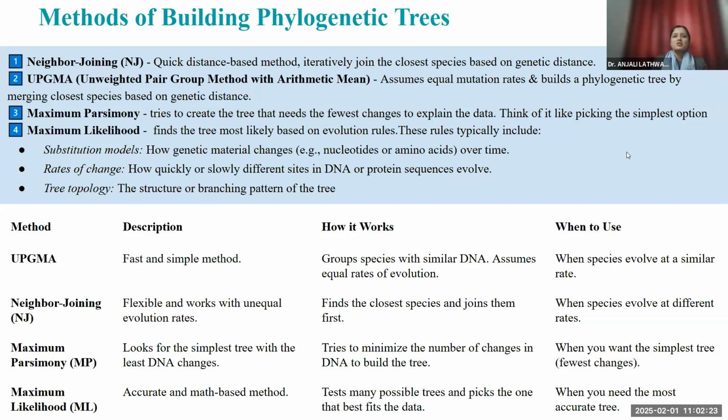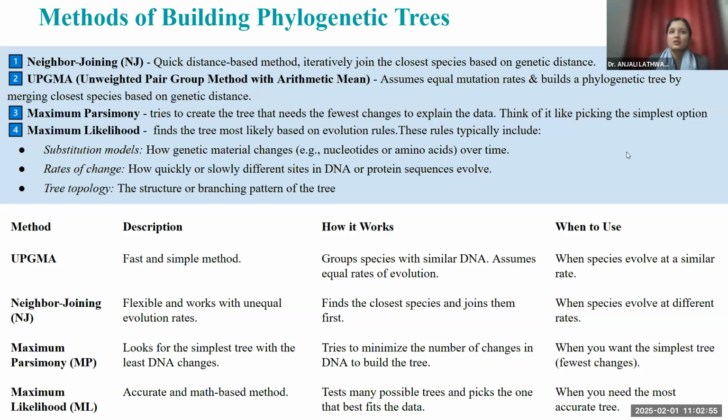Now, maximum parsimony is to create the trees that need the fewest changes. You pick those species together which have the least DNA changes over time. Try to minimize the number of changes in DNA to build the tree. Like the closest ones will have minimum mutations across their DNAs, right? When you want the simplest tree, with the fewest changes across the branches.